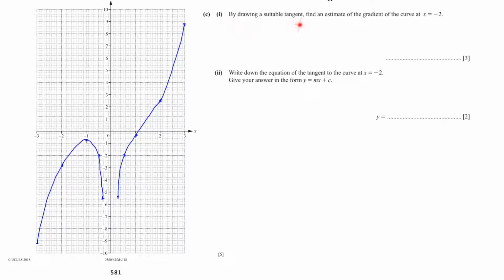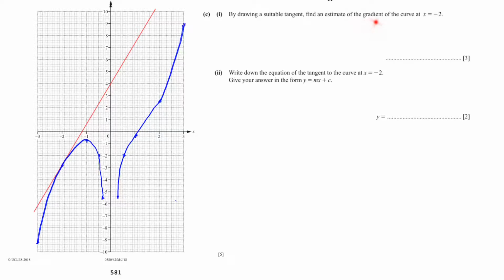By drawing a suitable tangent, find an estimate of the gradient of the curve at x is equal to negative 2. X is equal to negative 2 is here. So we have to draw a line that touches the curve at x is equal to negative 2. And that will give us this line.